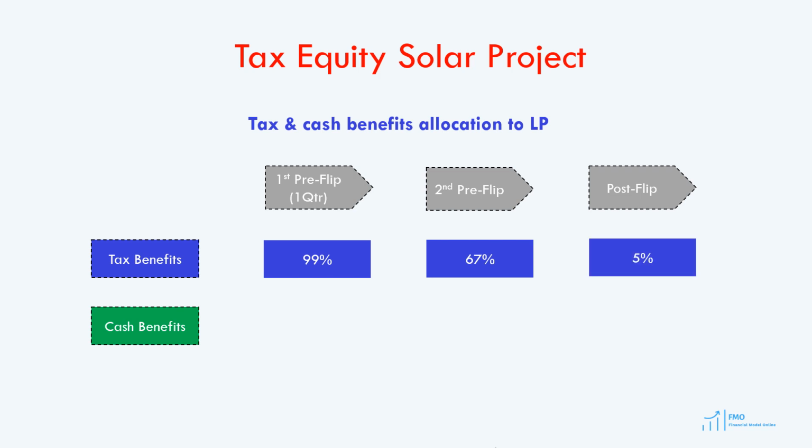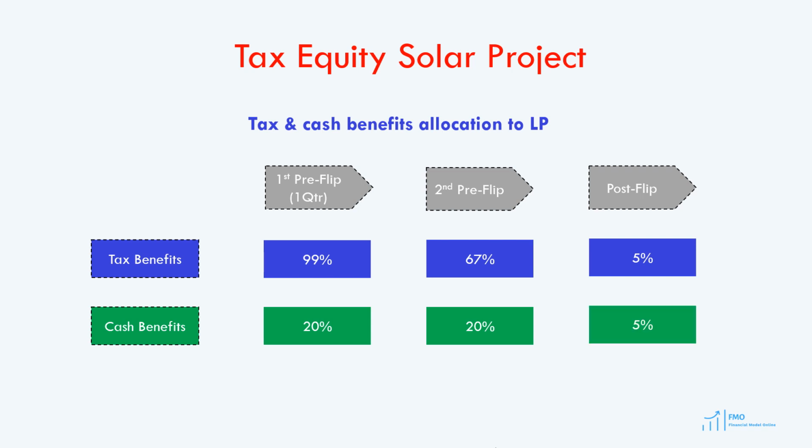The reason why the allocation drops from 99% to 67% in the second pre-flip period has to do with the IRS rule that tax benefits allocated to the party cannot exceed his capital investment into the project. The cash benefit allocation is 20% in both pre-flip periods and drops to 5% in the post-flip period.